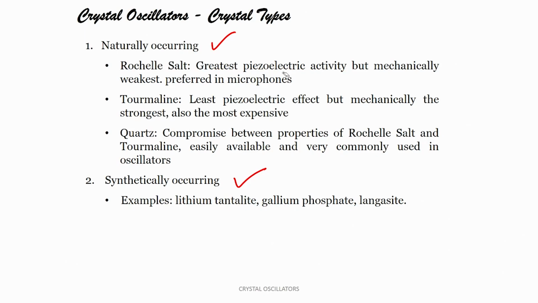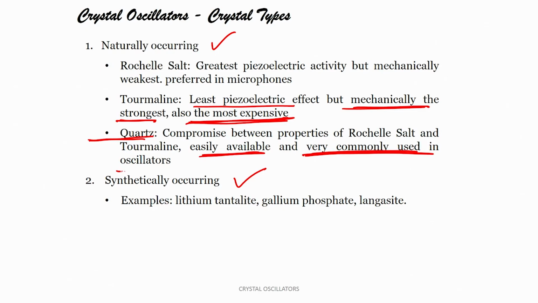Let us see another crystal called tourmaline. This crystal has the least piezoelectric effect, but mechanically it is robust, the strongest, and it is also the most expensive. Least piezoelectric effect, but mechanically strong. Let us see the third one, quartz. We have seen quartz many times. It is a compromise between Rochelle salt and tourmaline, easily available and very commonly used in oscillators.